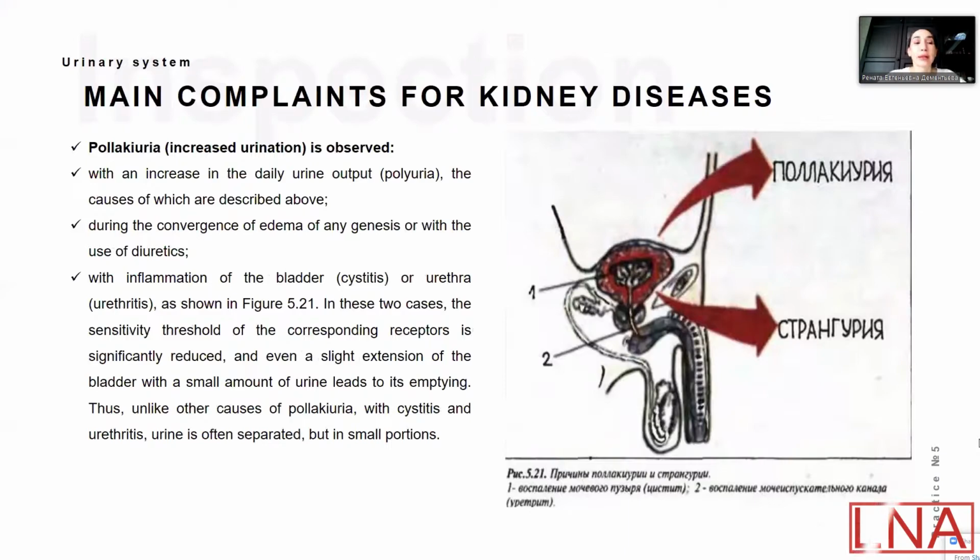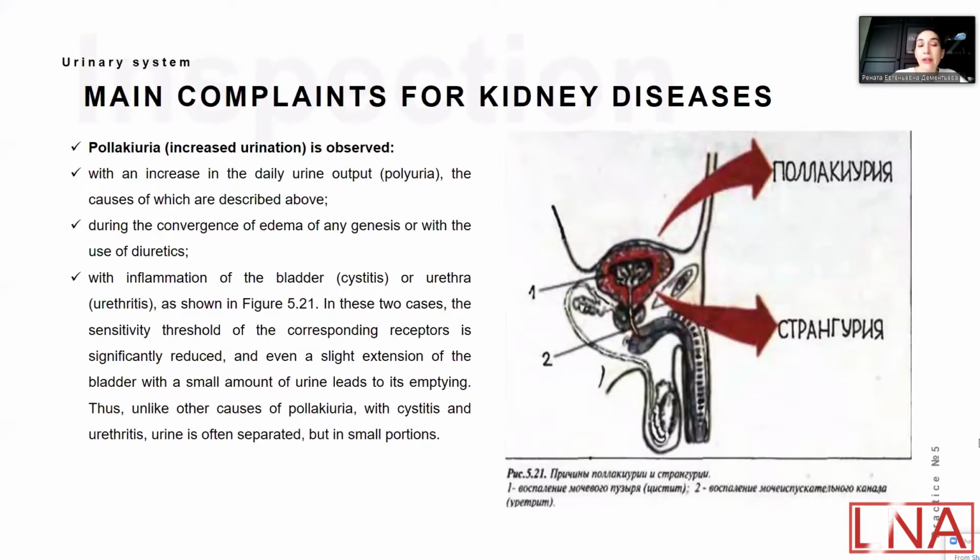Next complaint of patients with kidney disorders is polyuria, an increase in the time of urination. It can be observed with an increase in the daily urine output in case of polyuria from all the causes which we discussed, during the resolution of edema of any genesis, or with the use of diuretics. It's the main effect of diuretics. It also occurs with inflammation of the bladder in case of cystitis or inflammation of the urethra, urethritis, which leads to stimulation and an increase in the time of urination.